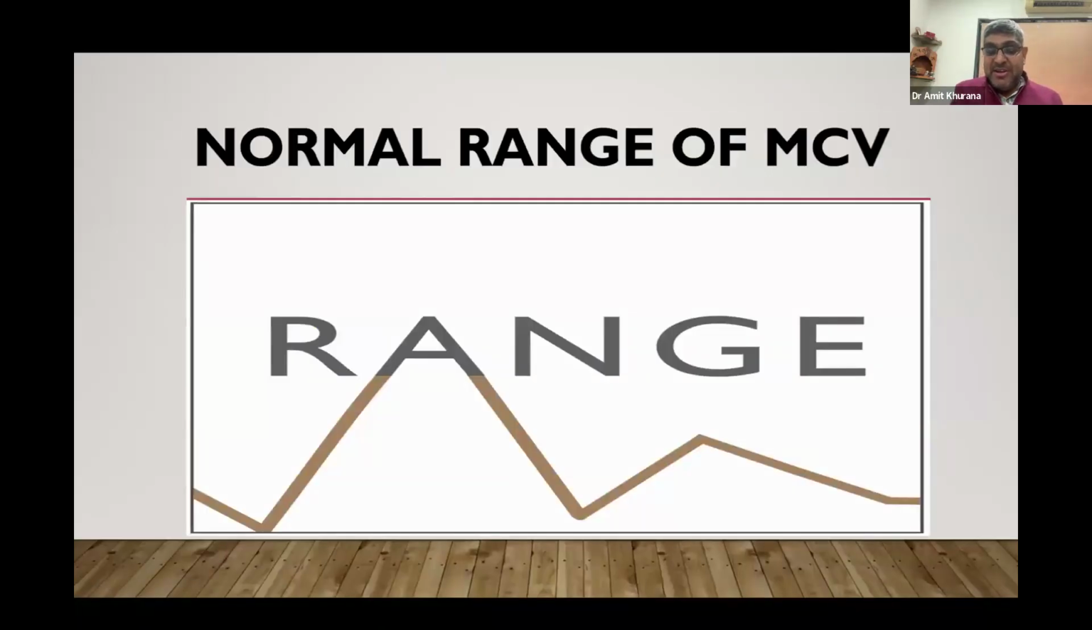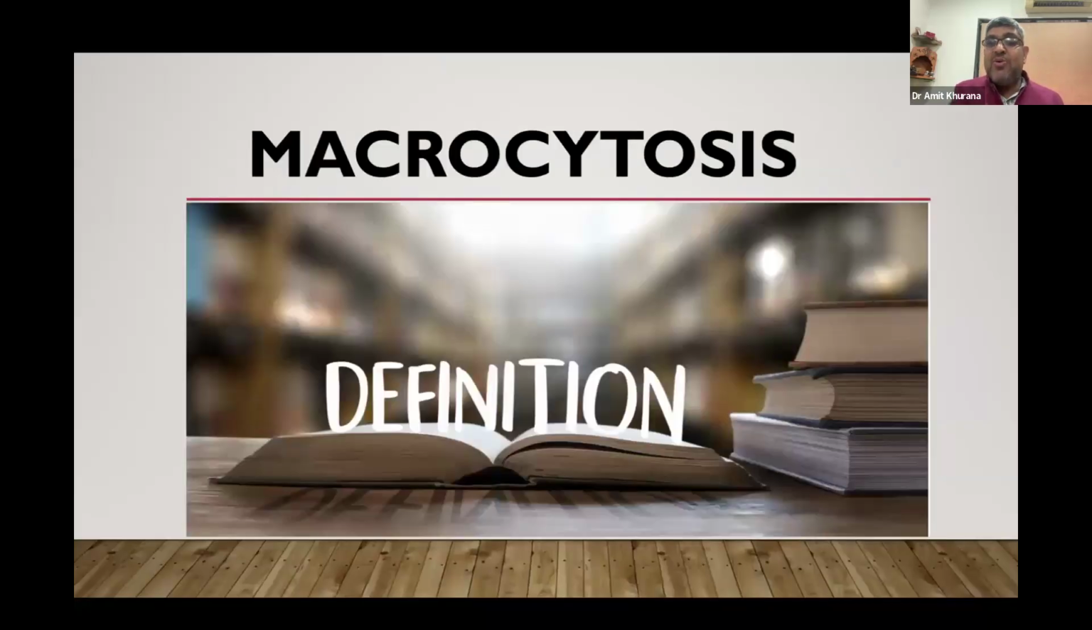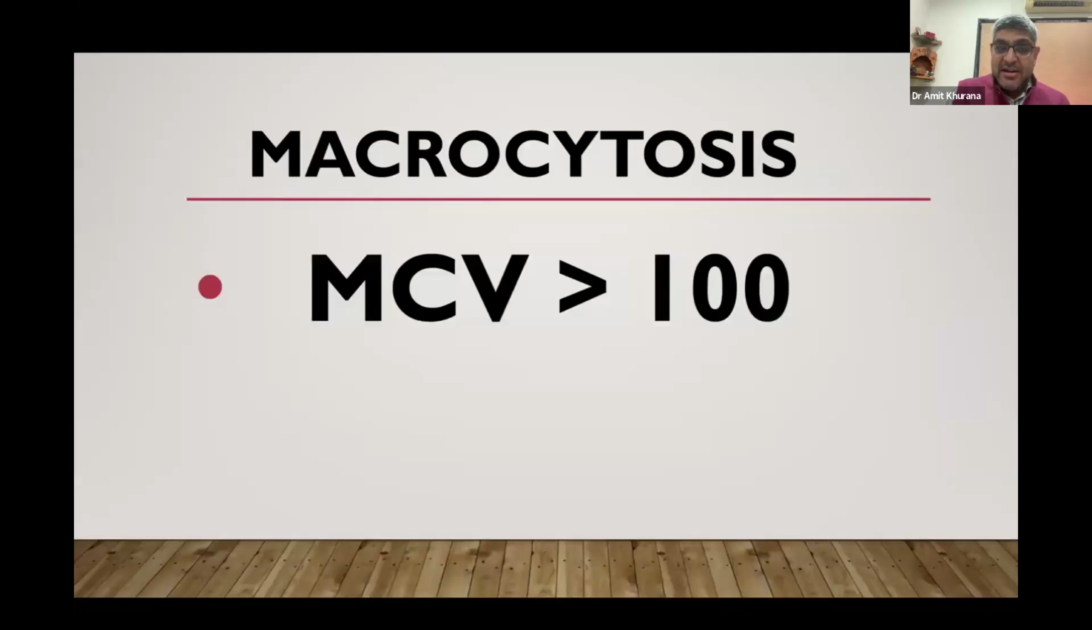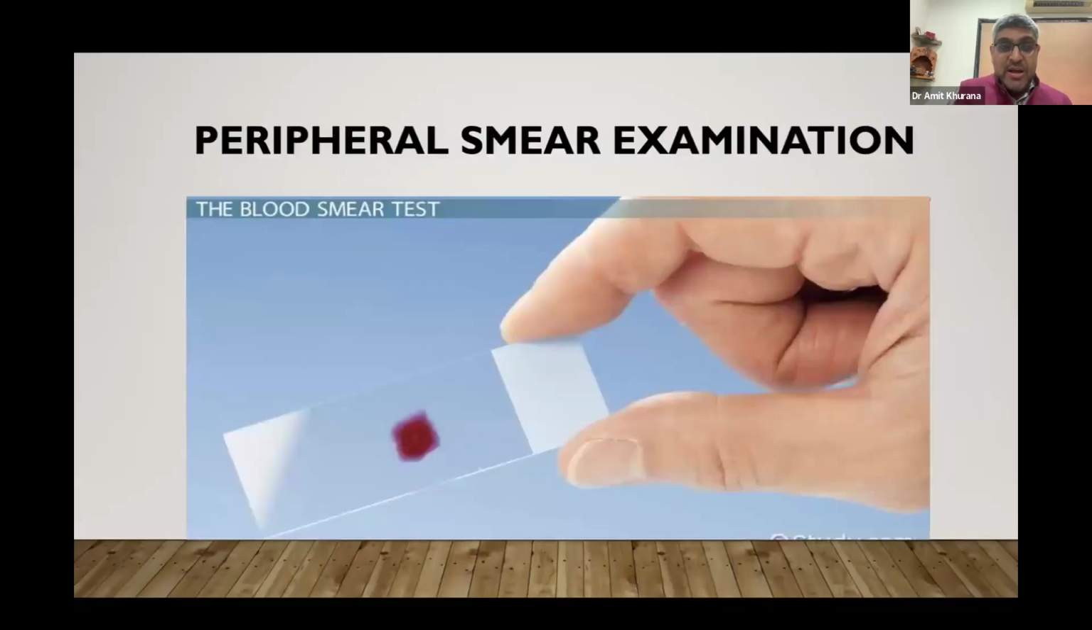And what is the normal range of MCV? That is very important, and every laboratory should know it. The normal range of MCV is about 80 to 100. And how do you define macrocytosis out of this range? The correct answer is, if your MCV is more than 100 femtoliters, your patient has macrocytosis. And when you see MCV more than 100, the first thing you must do is check your peripheral smear examination. That is a must, very important.